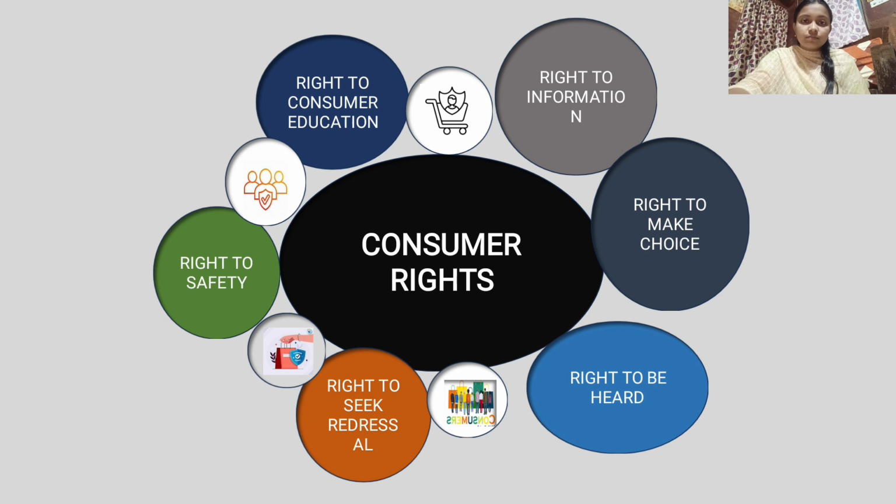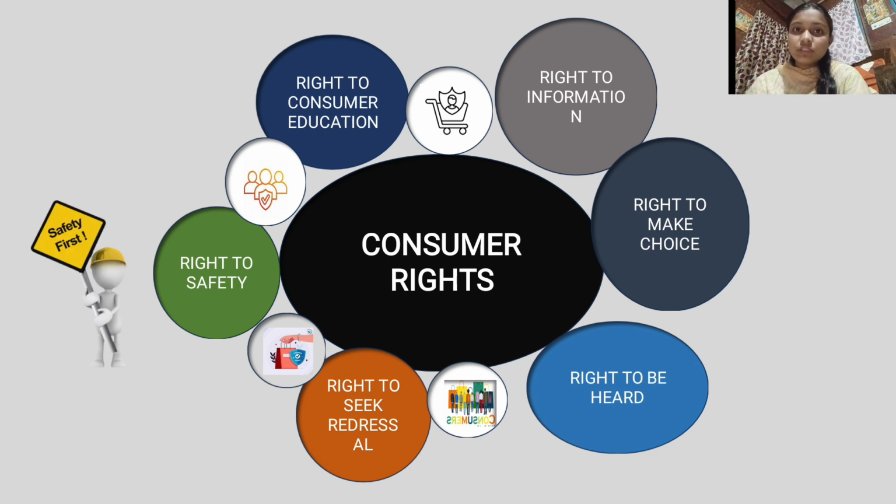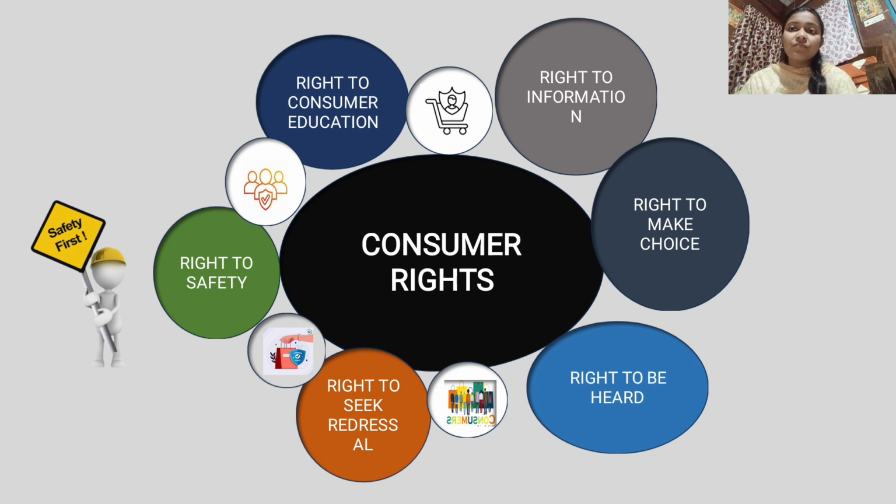The first one is right to safety. According to this right, the consumer has the right to be protected against the marketing of goods and services that are hazardous to our life. This right is very important for a secure and safe life. Sometimes a manufacturing defect in a pressure cooker, a gas cylinder, or any other kitchen or electrical appliance may cause loss to our life. So this right to safety protects our life from this type of hazardous goods.